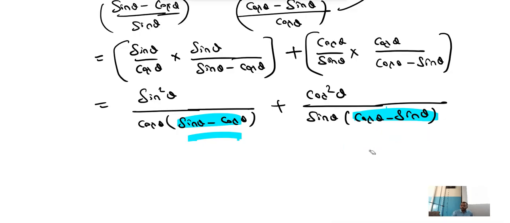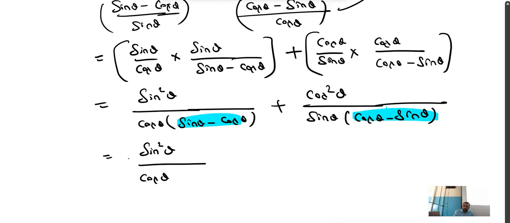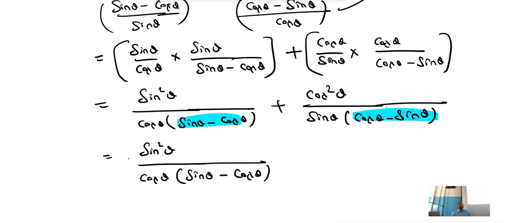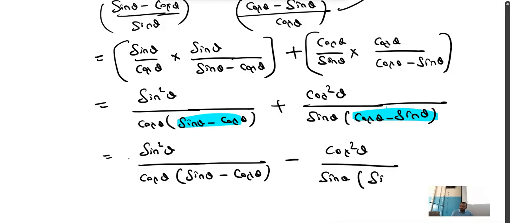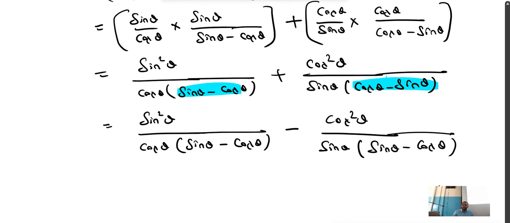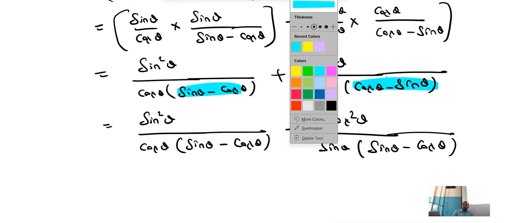So what we have to do, I tell you the step. See here, you just have to do this one step. Sin square theta by cos theta into sin theta minus cos theta. Instead of writing plus, write minus. It means we are taking minus common. Then it becomes cos square theta by sin theta into sin theta minus cos theta. That's it. Understood? Understood or not?